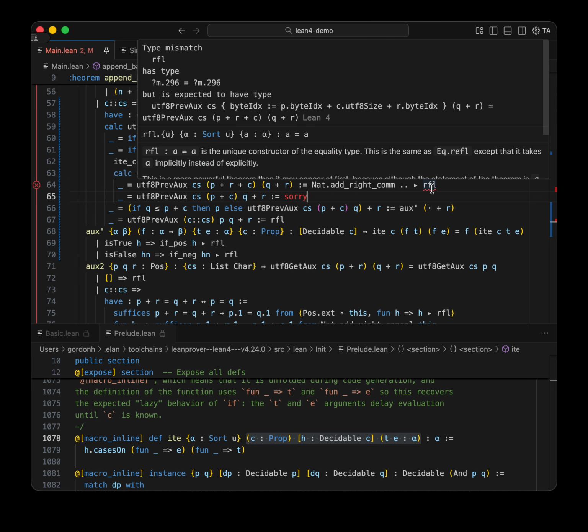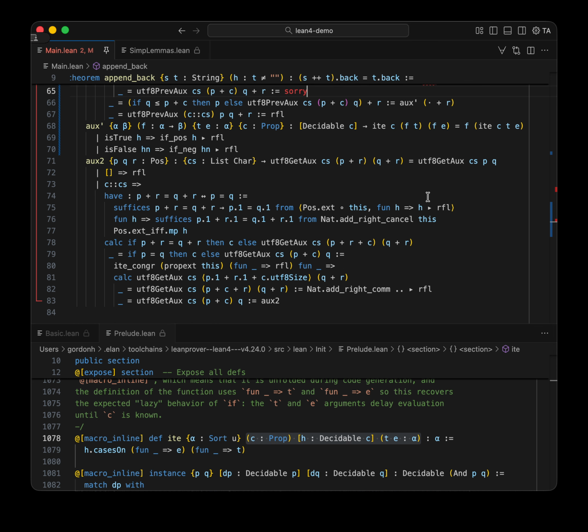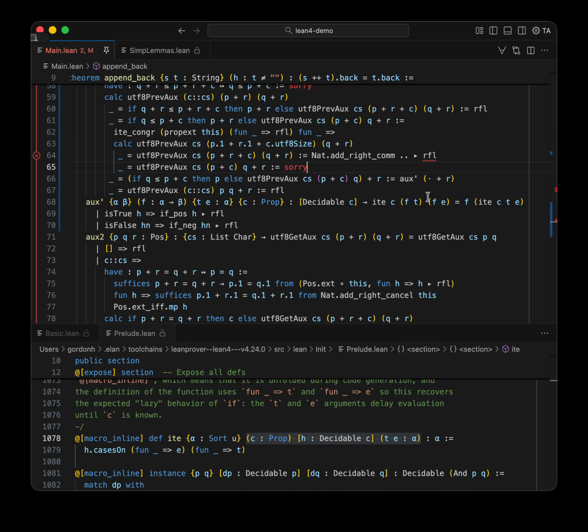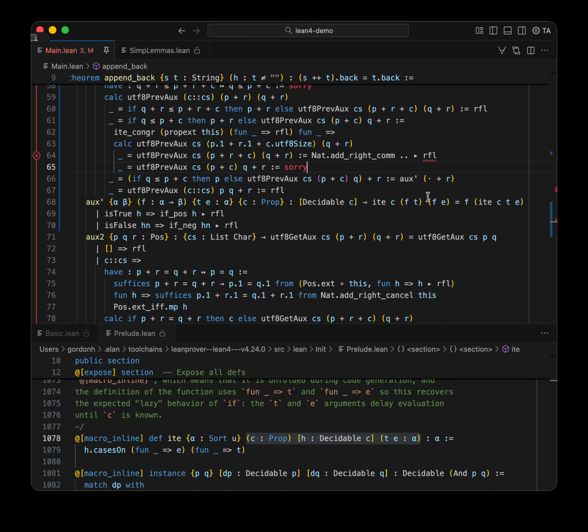What's wrong? Why is it not reducing this time? Reduce, man. What's the difference? Why don't you reduce? Okay, let's try to be explicit.